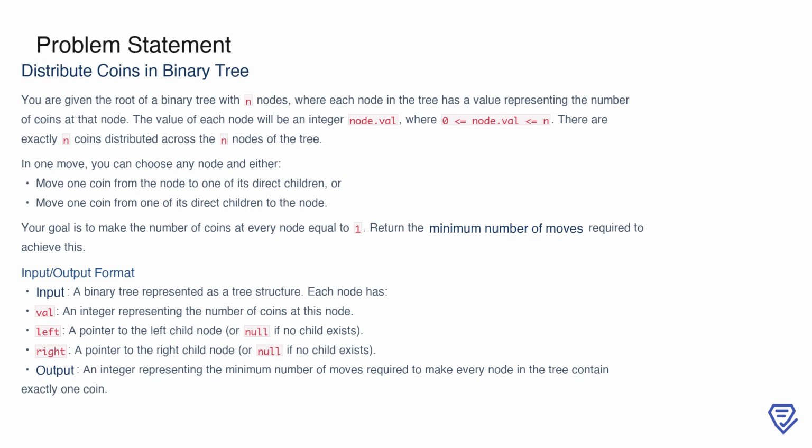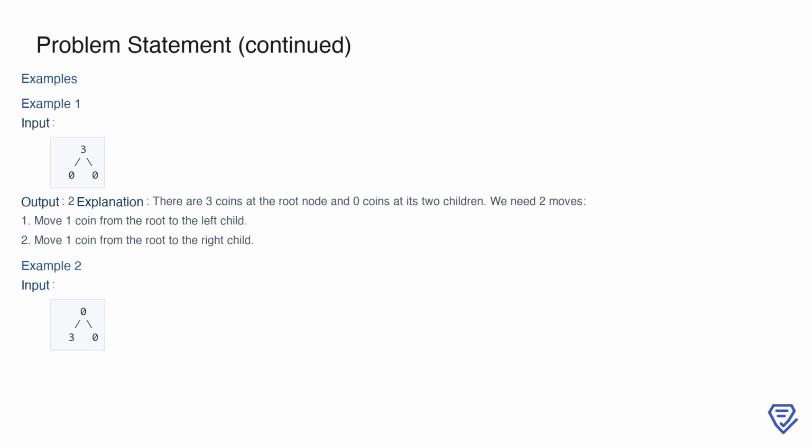To redistribute the coins, we can make a move, which involves transferring one coin along an edge connecting a parent node and its child. The objective is to determine the minimum number of moves required to achieve the desired state where every node holds exactly one coin. The input is given as a binary tree structure, and the output is an integer representing the minimum number of moves needed. To better understand the problem, let's look at the first example.